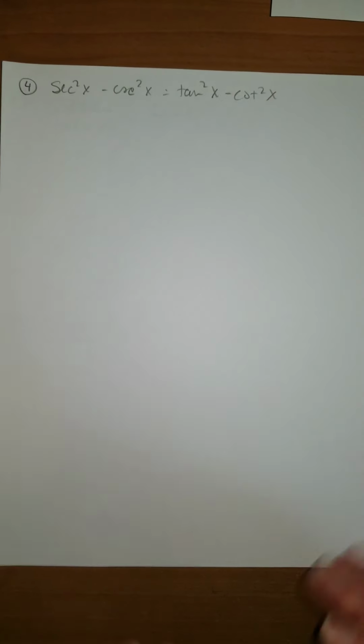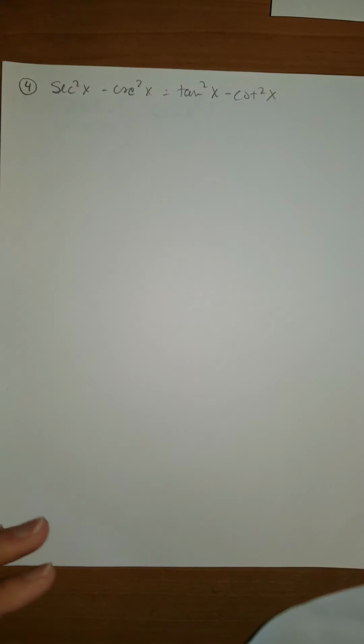Next one, number 4. I'm going to have the secant squared minus the cosecant squared. That equals the tangent squared minus the cotangent squared. So here is what I would do for this one. There's a couple ways to do this one, and I think I'm going to do the easy way because I did it the first time with a difficult way. I feel like there's an easier way for this. And you know what? If I mess up, I'm just going to start over, okay? And I'll do it the other way.